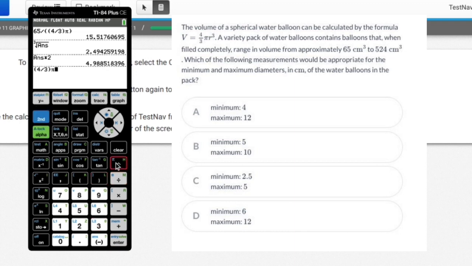If the diameter is 10, I'm not going to use 10, I'm going to use 5 cubed. Now, if all goes well, it should get me a number awfully close to 524, which it did. So my answer is definitely going to be B, and I made sure I did it right the first time, and I just double-checked using the second route.